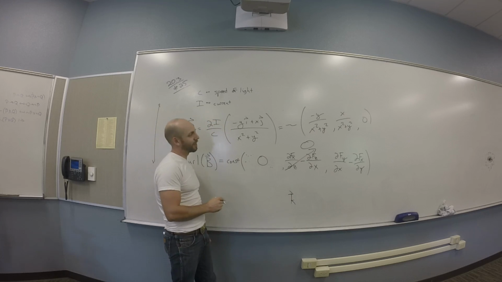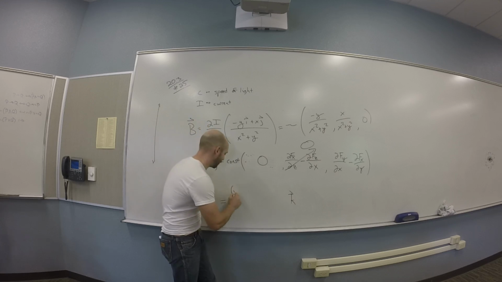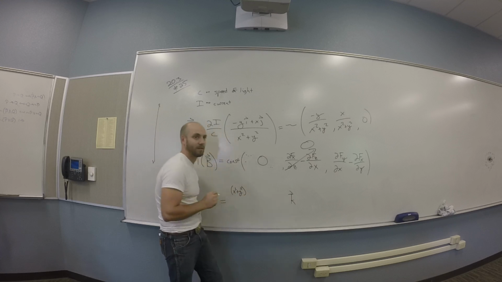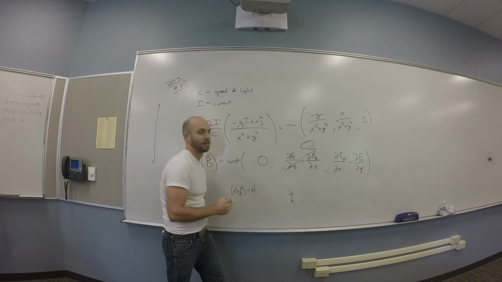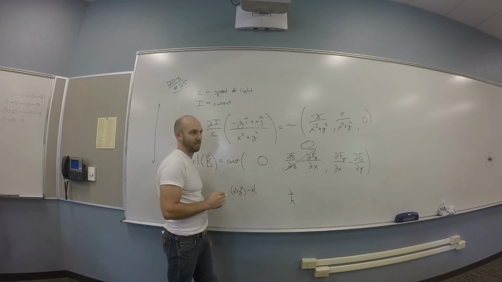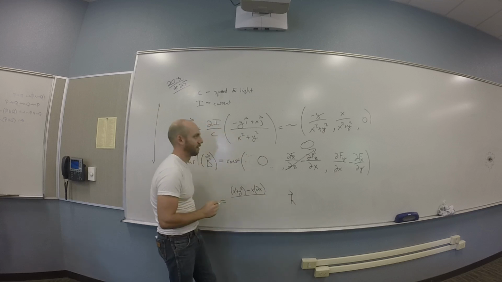Okay, and I should be getting what? How's the quotient rule work? It's f prime of x, g of x, minus f of x, g prime of x, all over g of x squared. So take the derivative of the top, which is 1, times the bottom, which is x squared plus y squared. And then you need to subtract x times the derivative of the bottom, which is 2x, all over x squared plus y squared, squared.